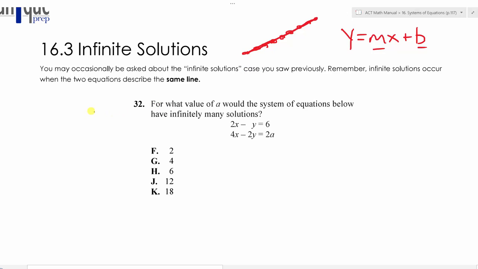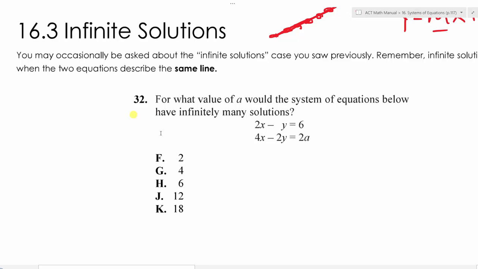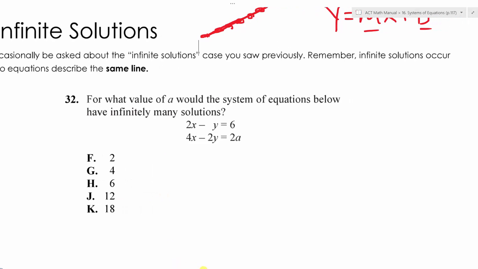So here's how you would handle a question like number 32. If you want to try it on your own, feel free to pause the video and give it a try, although some students do struggle with these, at least at first. So in terms of number 32, for what value of a would the system of equations below have infinitely many solutions? So the way that we would want to interpret it is what value of a is going to make these two equations identical to each other. Here's the best way to do this, in my opinion.